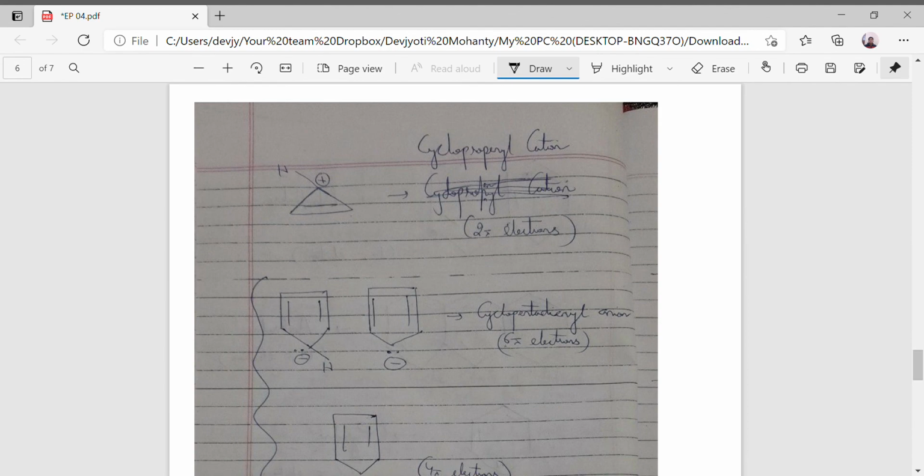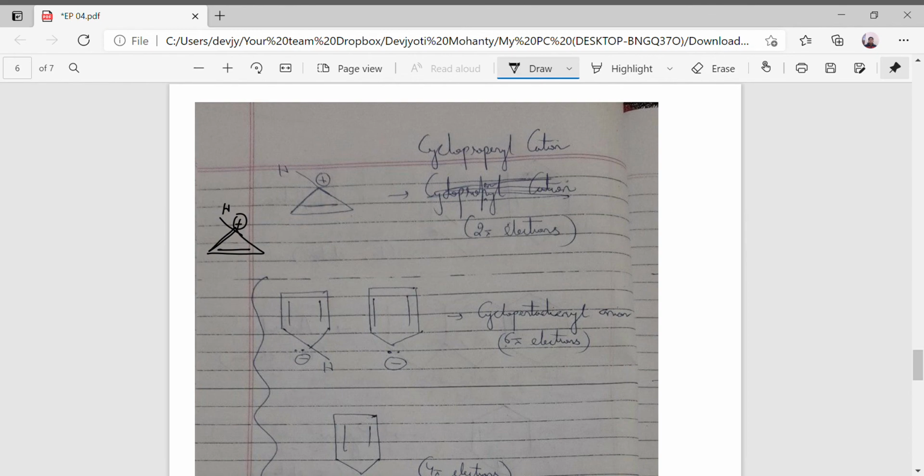And then cyclopropenyl cation is what? You have to just draw a triangle over here and extend this line, and here a plus sign. So it has 2 pi electrons. Just make a triangle, extend the right hand side of the line, place a positive sign over there. So it is called the cyclopropenyl cation.